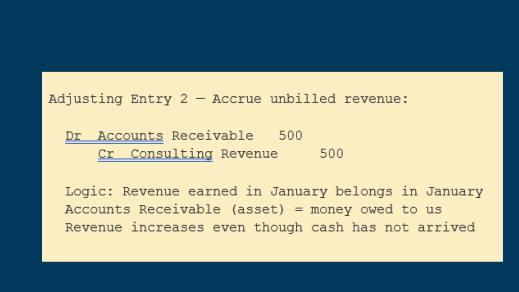Next example. Imagine Bright Ideas completed additional consulting work worth $500 at the end of January, but the invoice has not been sent yet and the cash has not arrived. Under accrual accounting, we still need to record that revenue in January, because that is when it was earned. We create an asset called accounts receivable, representing money the client owes us, and record the revenue it belongs to.